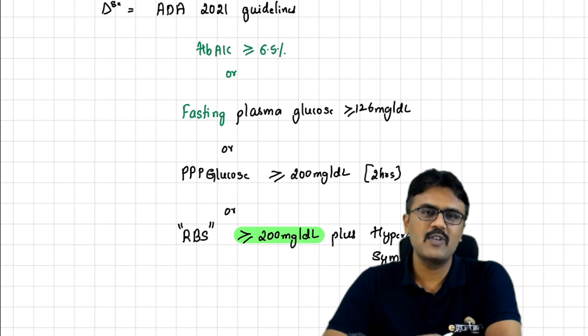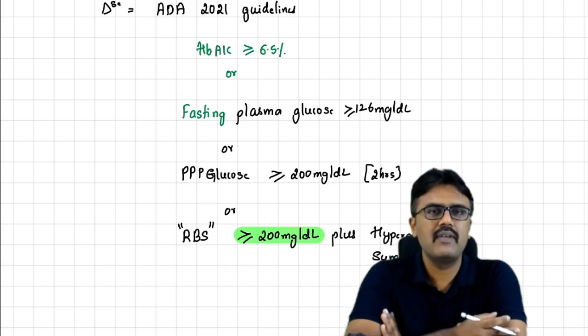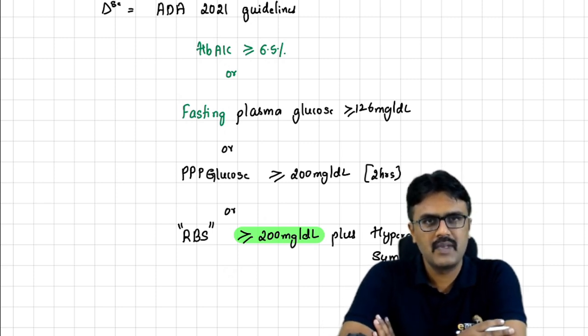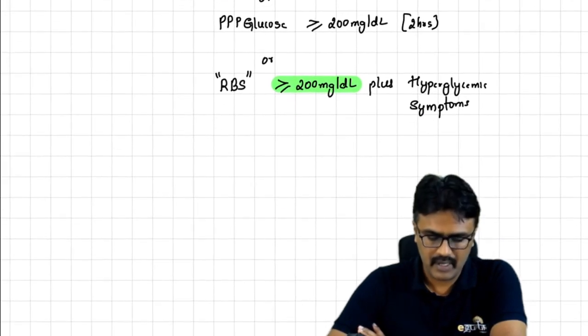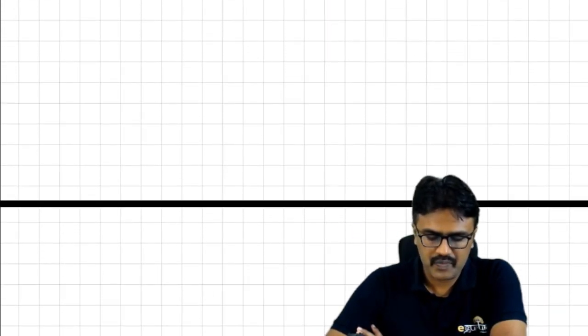So once a patient is diagnosed with this, what are the drugs available for treatment? To understand that, I will show you a diagram and we will target from there.